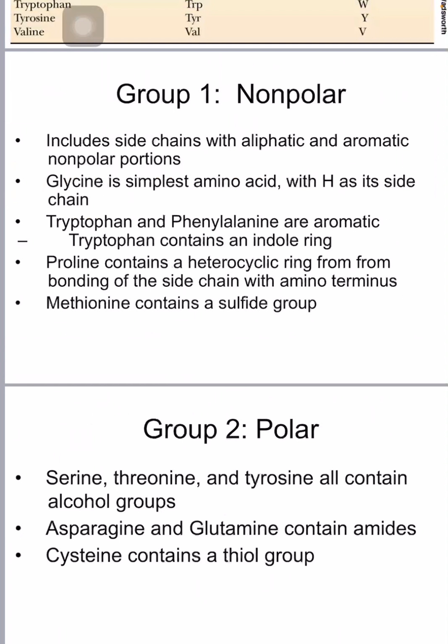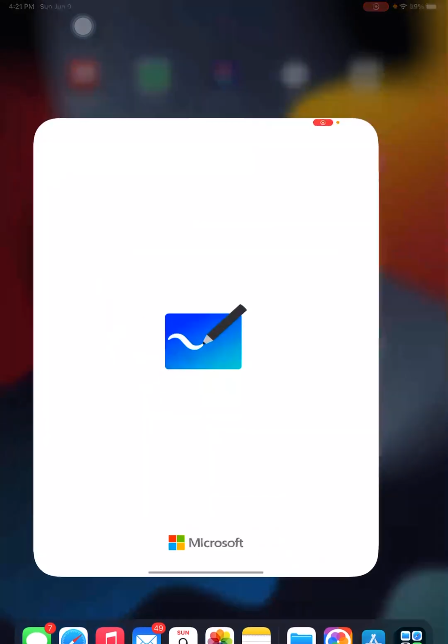Proline is one of the especially unique ones. This one's a little bit different from the other 19 in that it actually contains a heterocyclic ring that connects the side chain with the amino terminus. All right, and I'm going to draw it out for you over here.